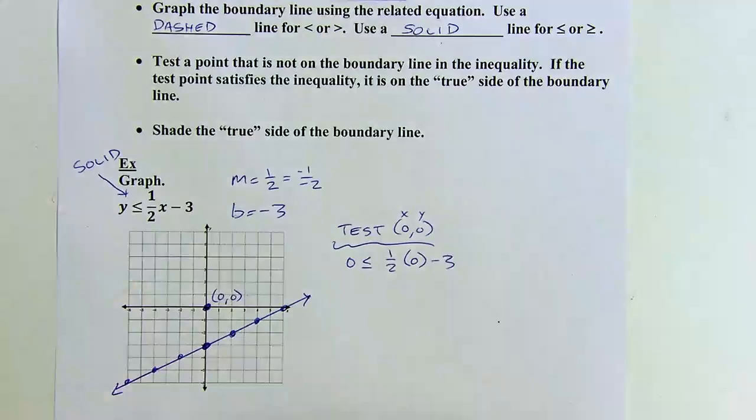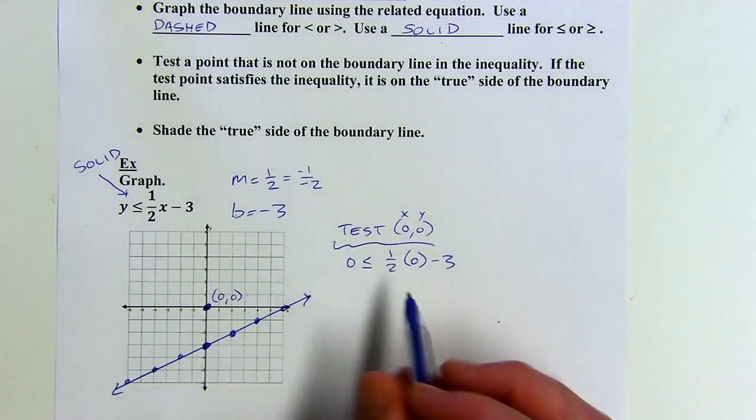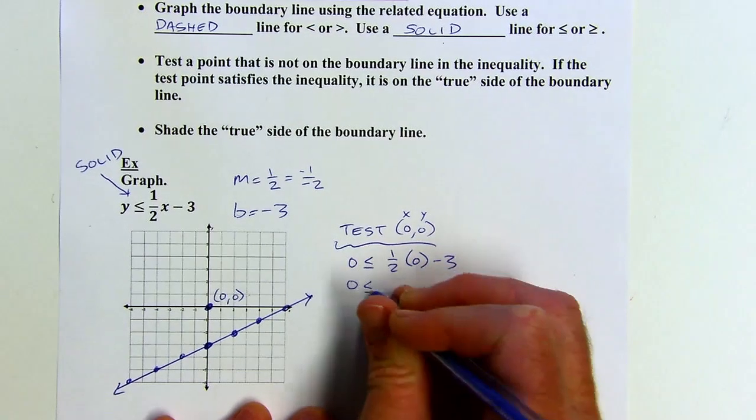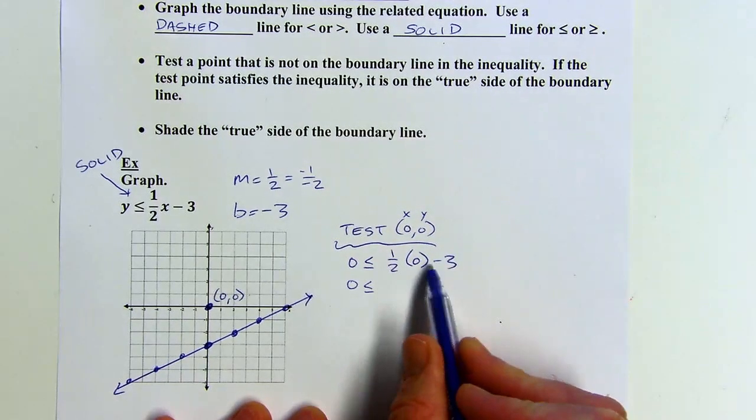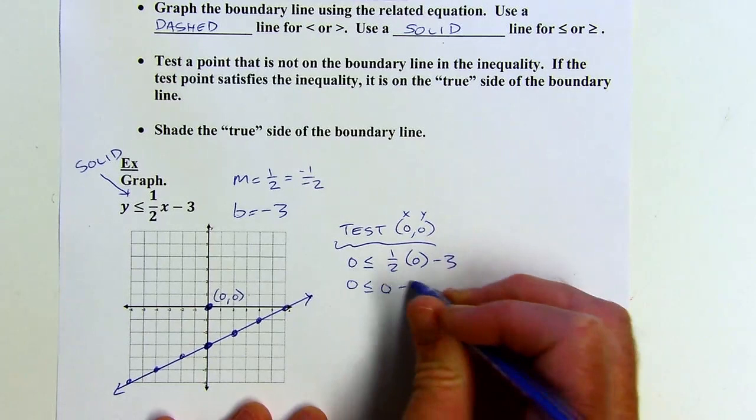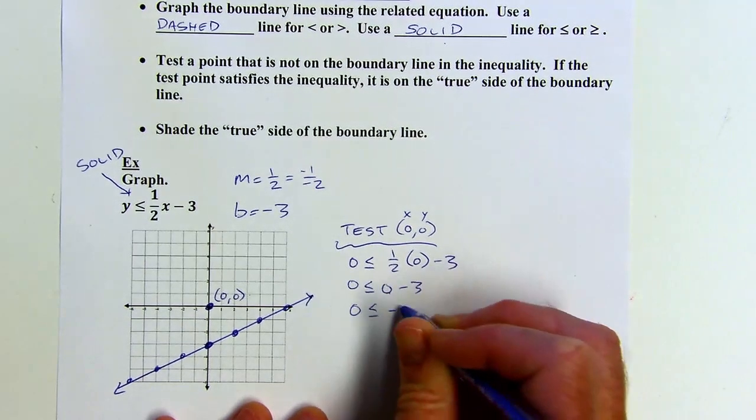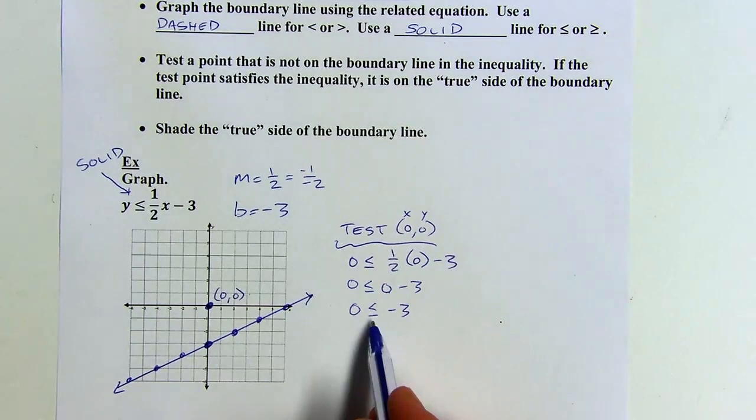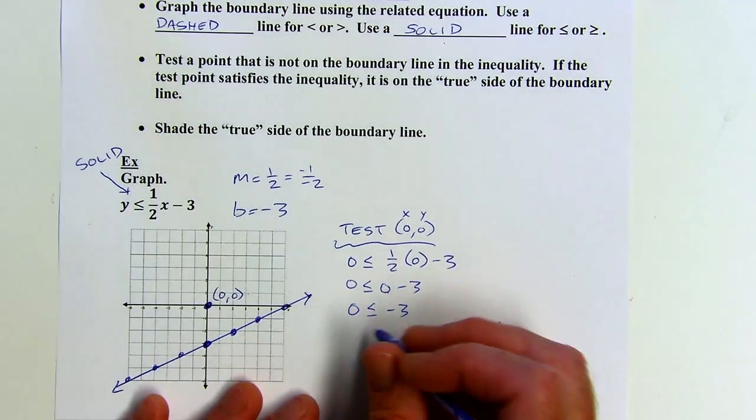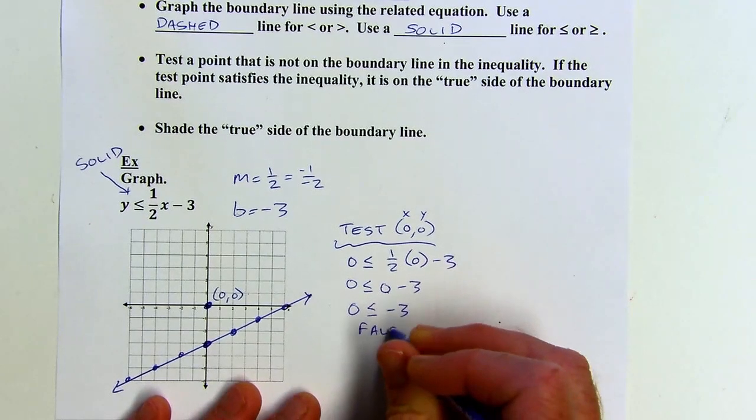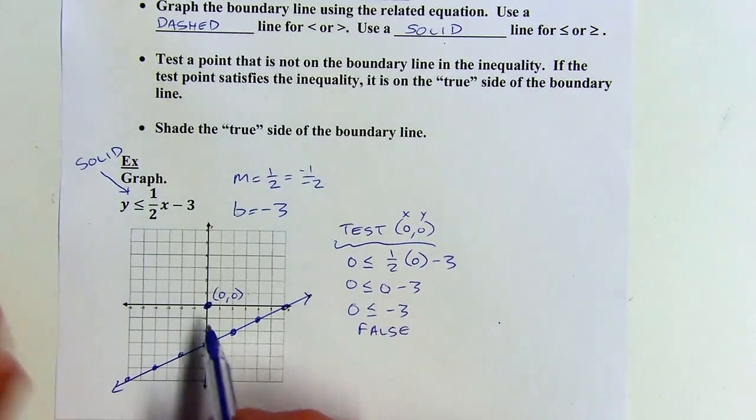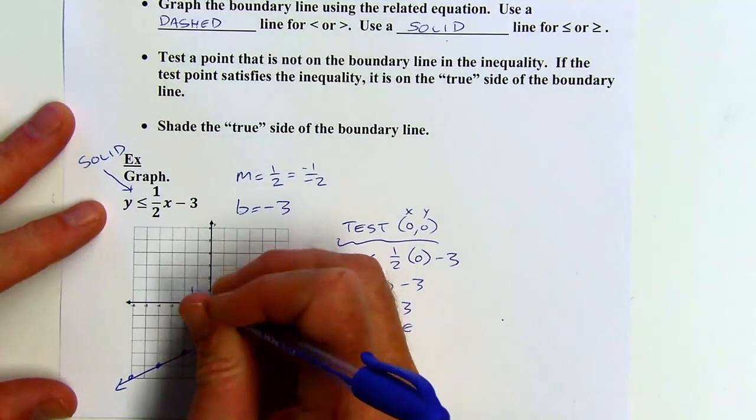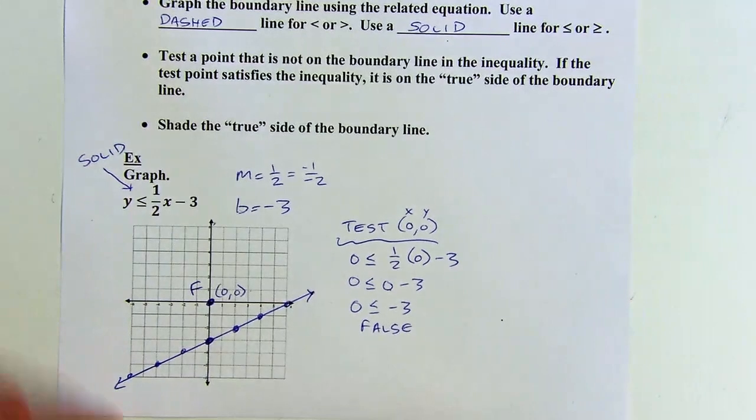And I'm going to see if I get a true statement or not when I simplify this. The reason I like to use (0, 0) is it makes the math pretty easy, because 1/2 times 0 is just 0. And then I've got 0 is less than or equal to -3. Well, that is a false statement. Okay, so that means that this test point is on the false side of the boundary line.